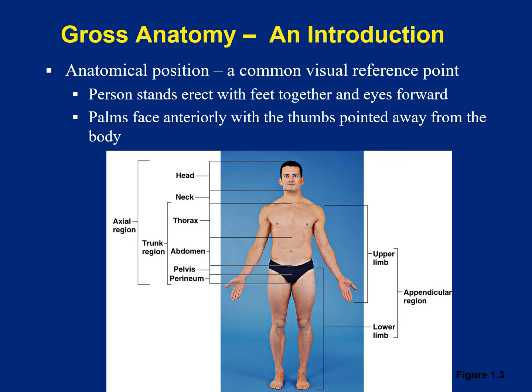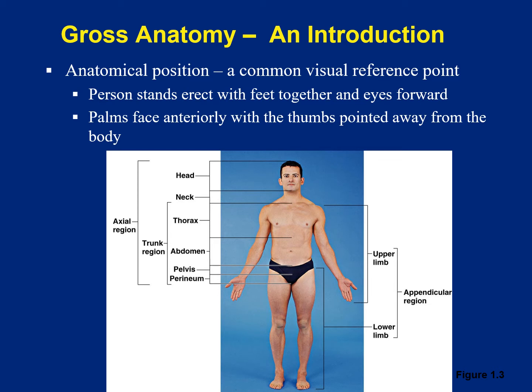Now, like I mentioned before, we're going to do what's called gross anatomy. Gross anatomy is where you look at the big picture. You're looking at the body systems. When we talk about anatomy, this is what we call the normal stance. The hands are palm up, you're facing forward. The person stands with their feet together, their eyes forward, and their palms facing forward.